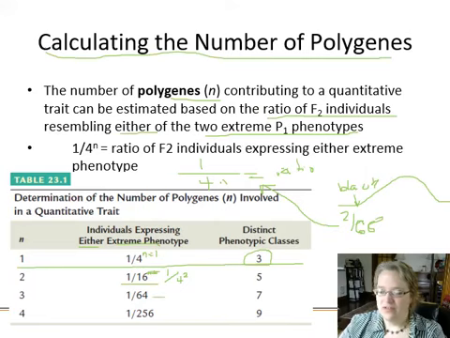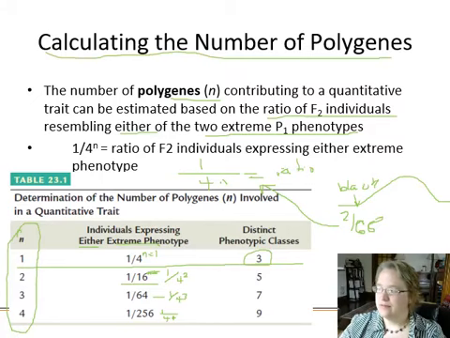1/64 is (1/4)^3, the 3rd power. 1/256 is (1/4)^4, the 4th power. And then you're solving for this over here, your n equaling the number of how many genes are involved. So I think I have an example on the next slide.